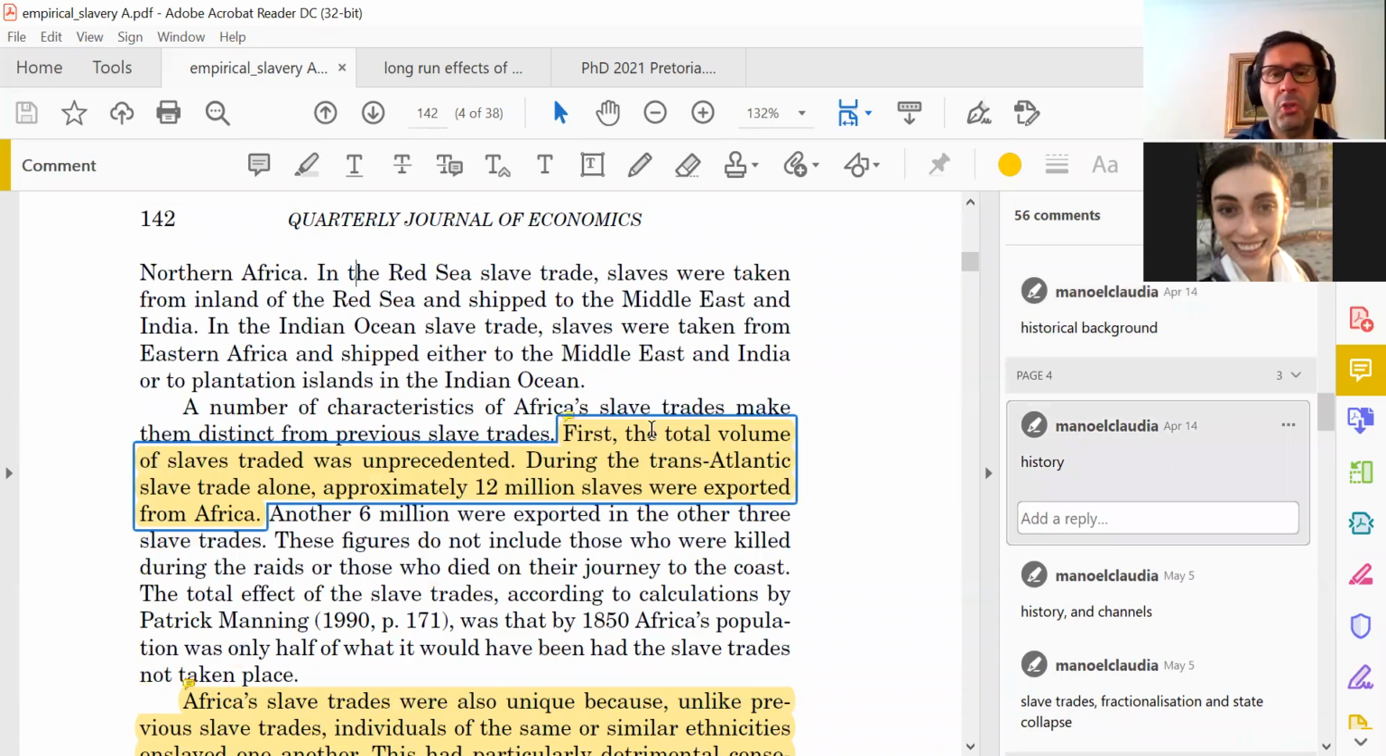A little bit more on history. The total volume of slaves traded was unprecedented in history. Slavery has existed in human societies for quite some time, but the volumes of those four slave trades between 1500 and 1900 were unprecedented. During the transatlantic slave trade alone, approximately 12 million people were exported from Africa to the American continent.